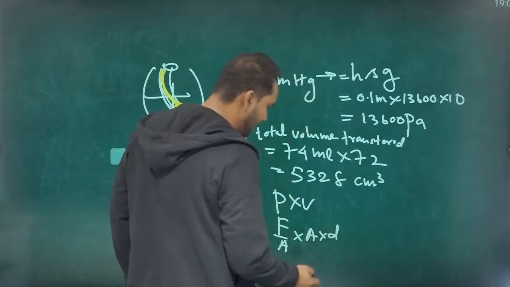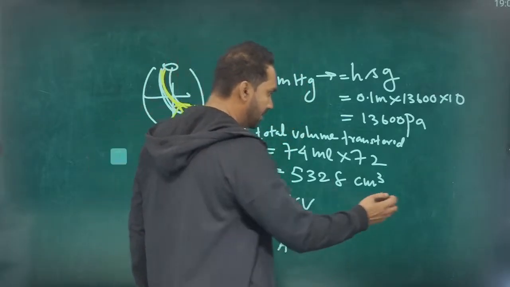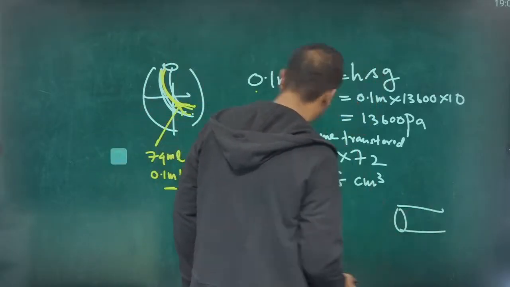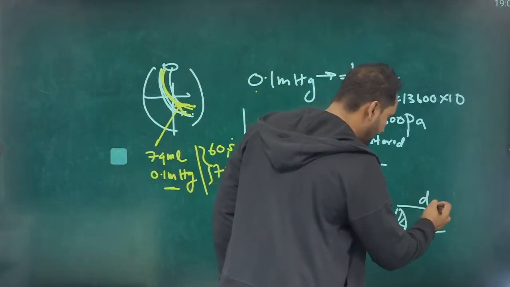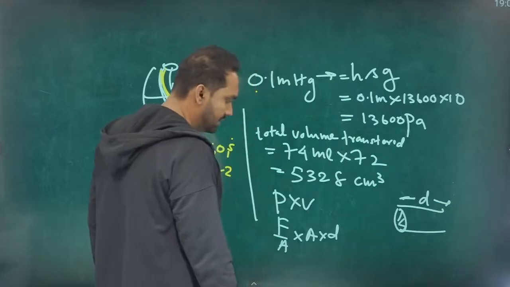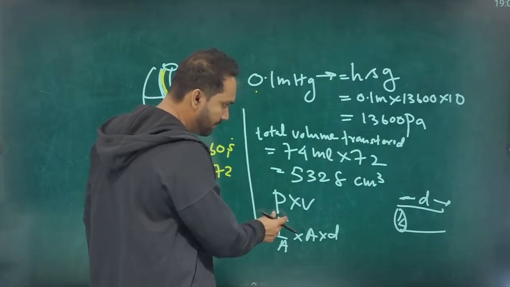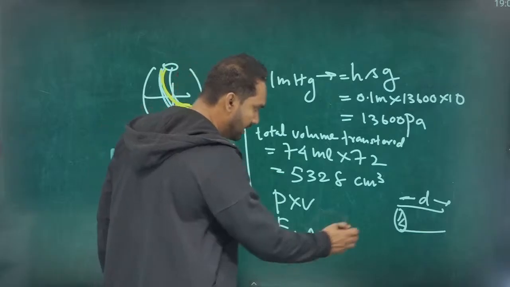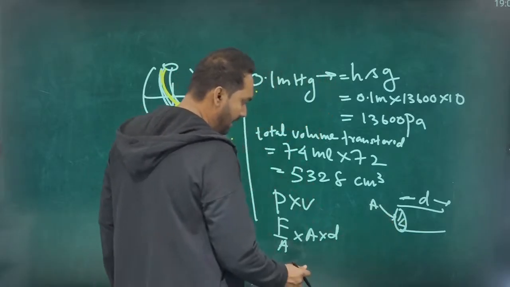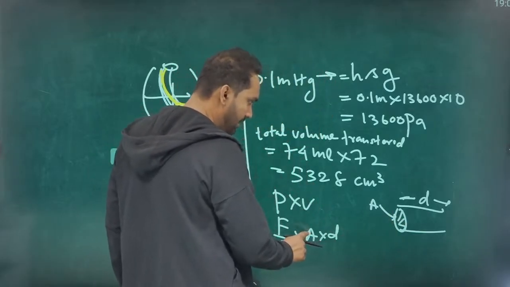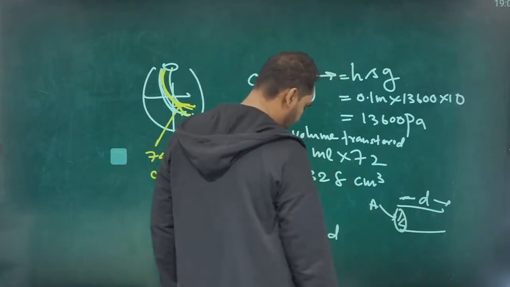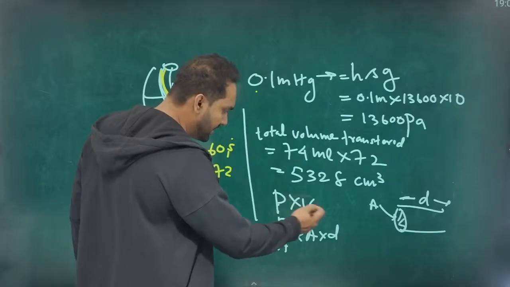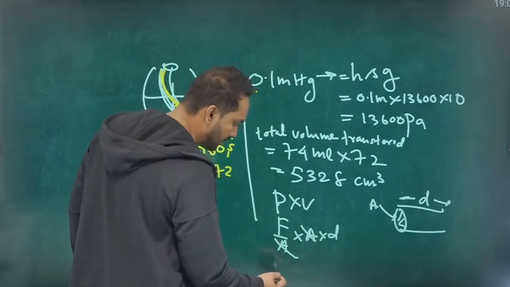Let's take distance, area into distance, right? If it is a tube like this, this is the cross sectional area, this is the distance. So the pressure is F over A, force over area. Now this is the area, and volume is cross sectional area into the displacement. Now PV, pressure into volume, A to A cancels out.